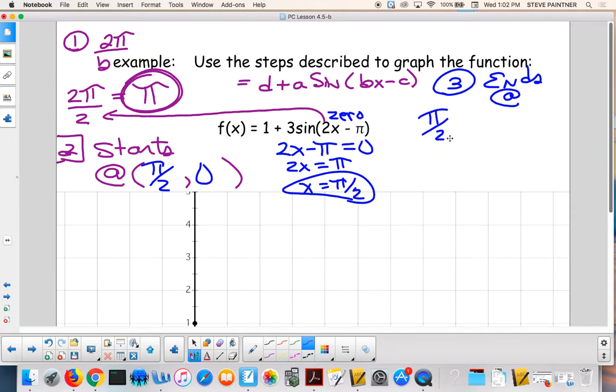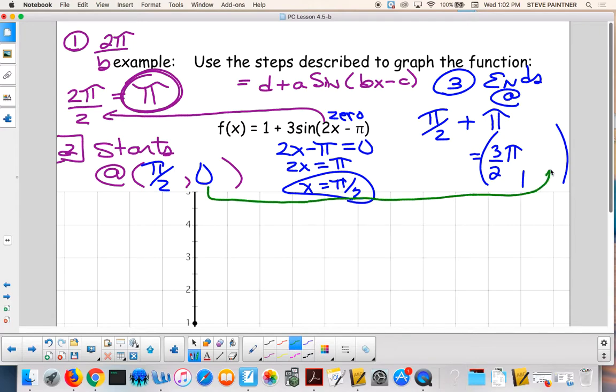Pi over 2, and add to it your period. Your period is what? Your period is pi. So what is 1 pi plus 1/2 pi? 3/2 pi, yeah. So it's going to end right here. It's going to end right there, guys. What's the y value going to be? It's going to be the same. The starting point and the ending point have exactly the same y value.